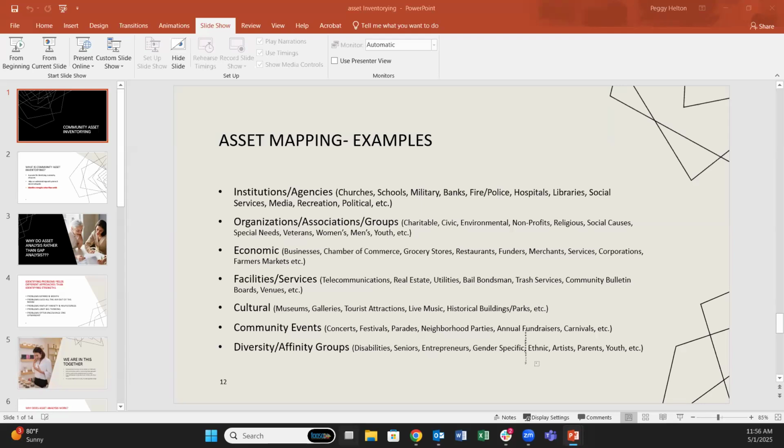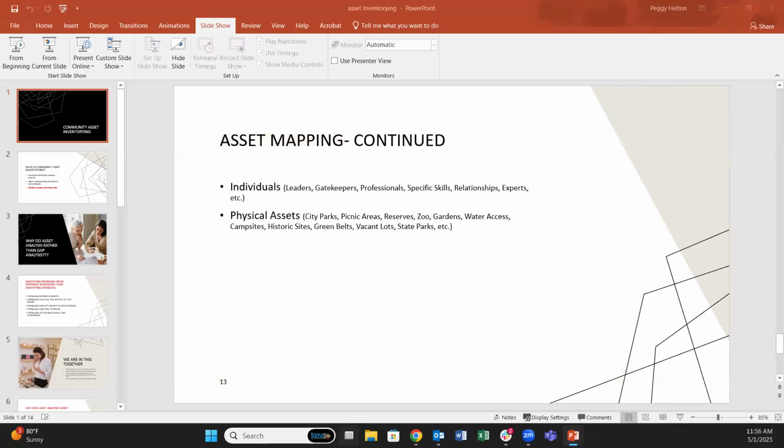And then obviously diversity and affinity groups are another way to meet the needs of the survivors that you're working with. Peggy?